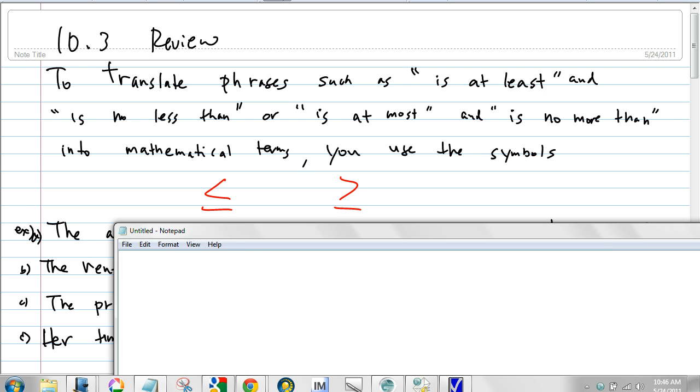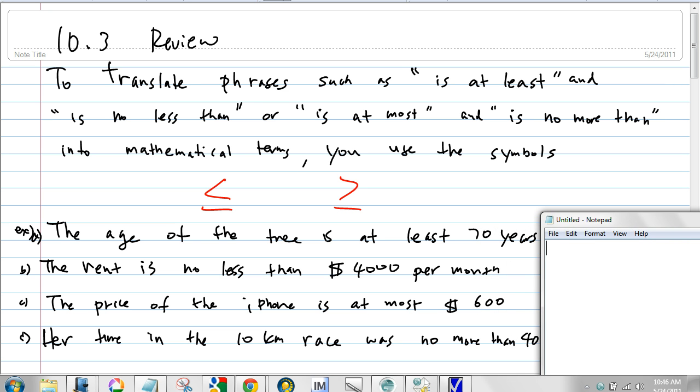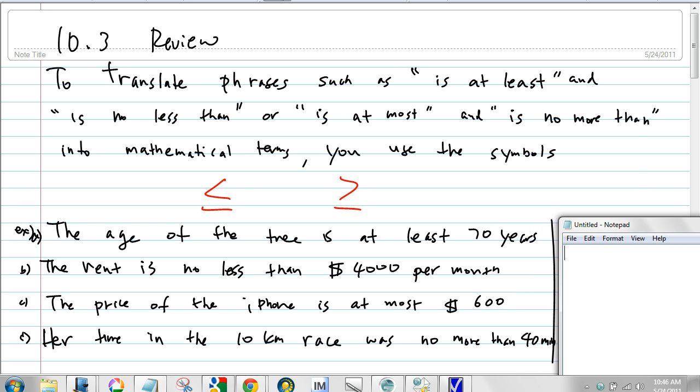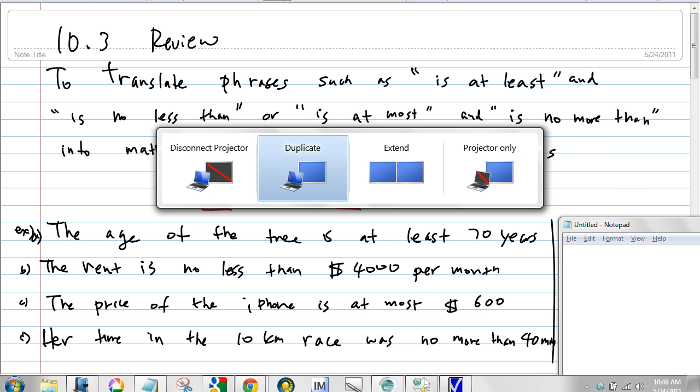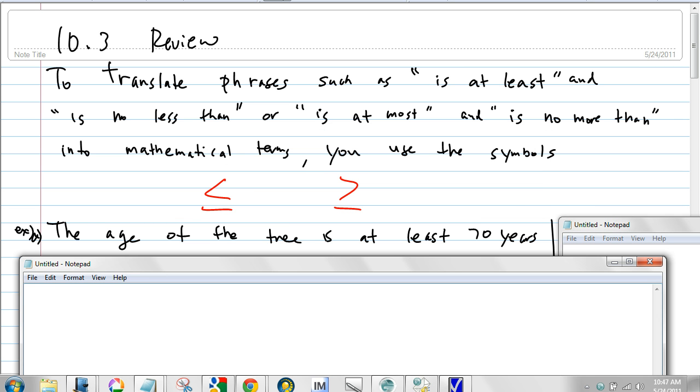Okay. So here, write it out. Example 1A. The age of the tree is at least 70 years. Okay? So if the age of the tree is X, we'll just use X. What would you, how would you represent this sentence? Okay, a lot of you. Danielle, what do you think? Let's say we declare the variable is X. X is greater than or equal to 70.